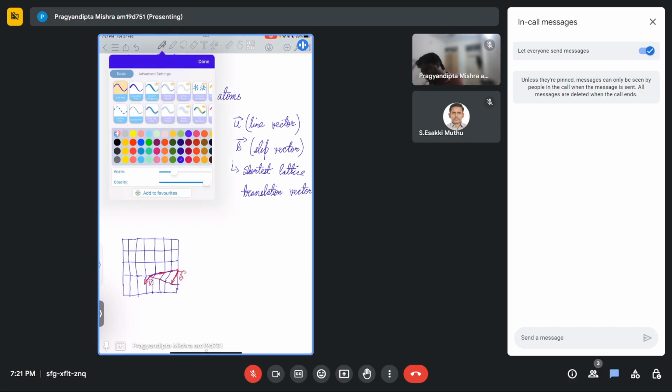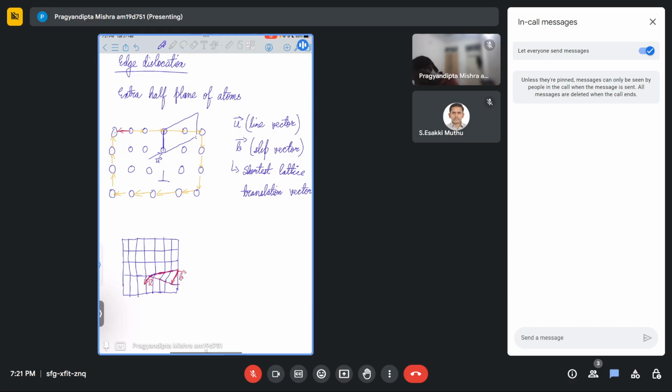I forgot to mention that in edge. In edge, your dislocation line and Burgers vector are perpendicular, right? You can see that the Burgers vector is in this direction. Your u is in this direction, so they are perpendicular to each other. However, in screw dislocation, they will be parallel.